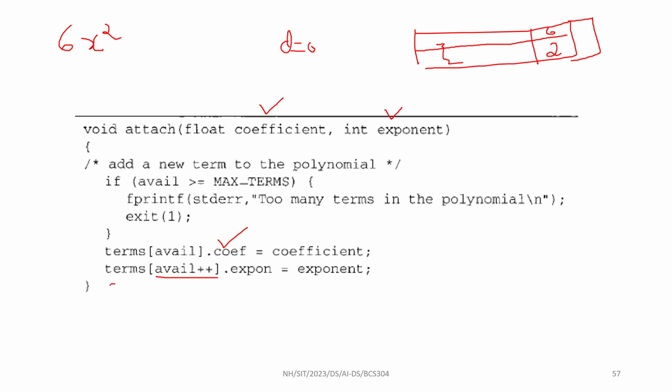Otherwise, you can write it separately: avail plus plus. But for both, don't put it. The coefficient is 2. One more, suppose now I have to add 7 to this one. The term coefficient is 7, the term exponent is 0. Keep it ready for the next one with avail plus plus. This is how the terms can be added.